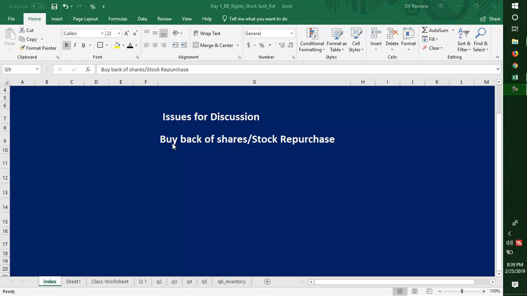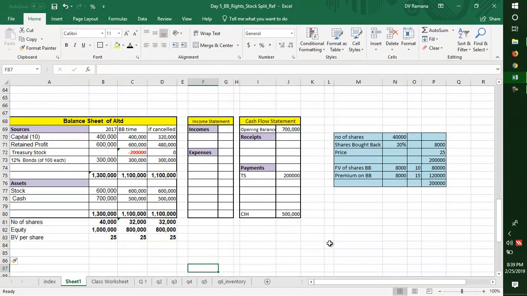Welcome to our conversation on understanding the impact of the stock repurchase on the financial statements. In the previous presentation, we saw that when shares are repurchased, the treasury stock is shown in most countries as negative equity, and cash is reduced to the extent of the purchase of the treasury stock. And if this treasury stock is cancelled, then capital will be reduced to the extent of the face value of the shares.